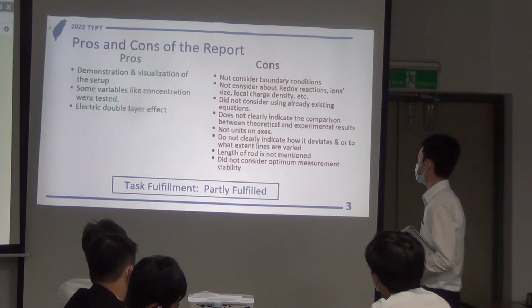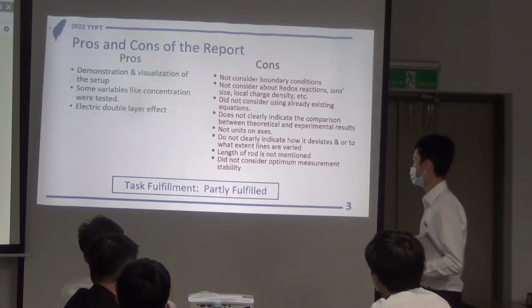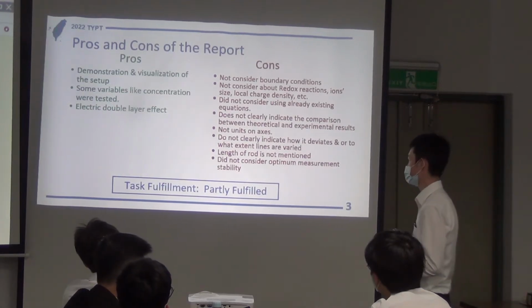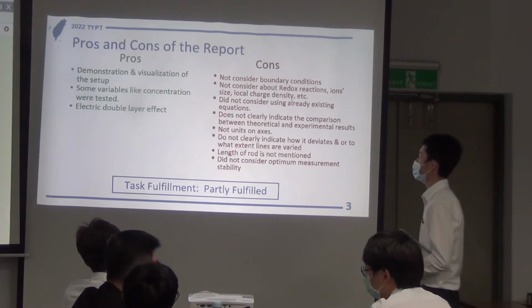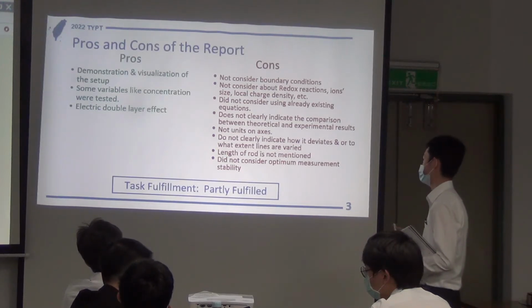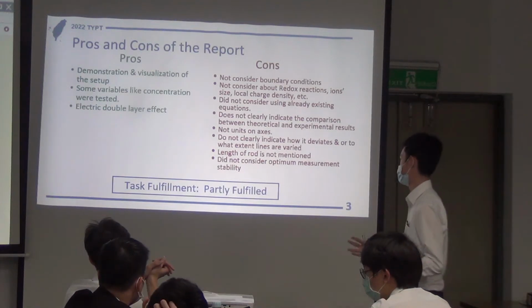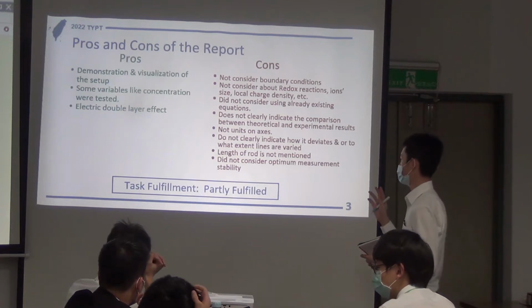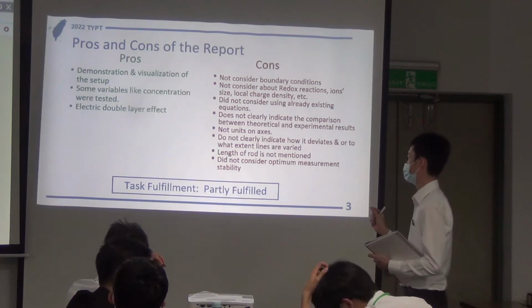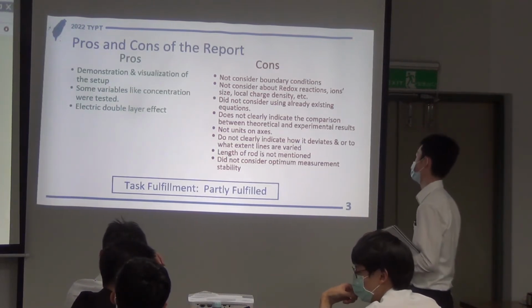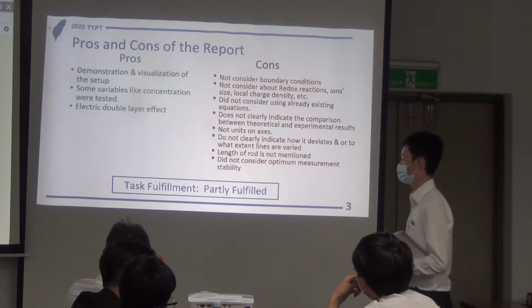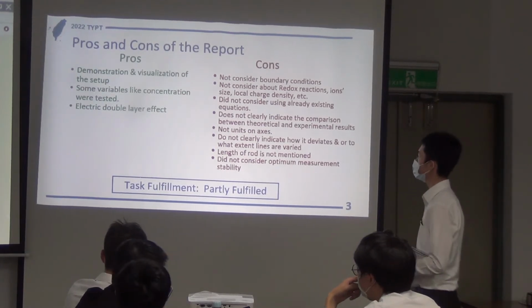He also did not indicate the comparison between theoretical and experimental results, and unfortunately, I didn't see any units on his axis. Nor did he clearly indicate how his experimental value deviates from the theoretical or to what extent the lines vary. Also, he did not seem to know specifically the length of the rod, which is really important, and he also did not consider the optimal measurement stability factor.